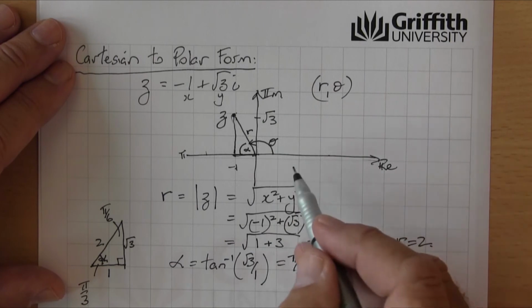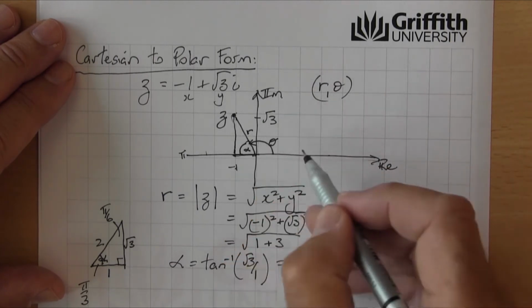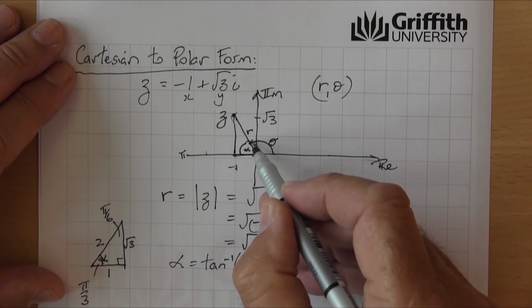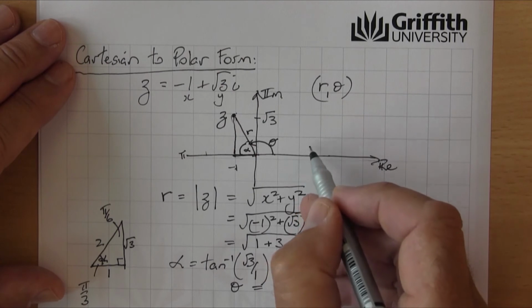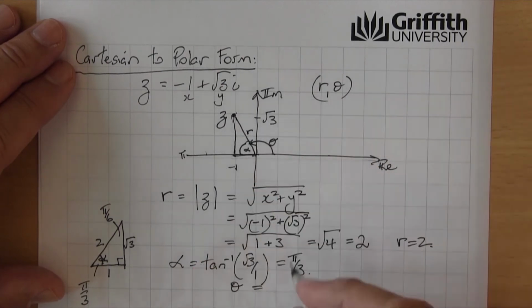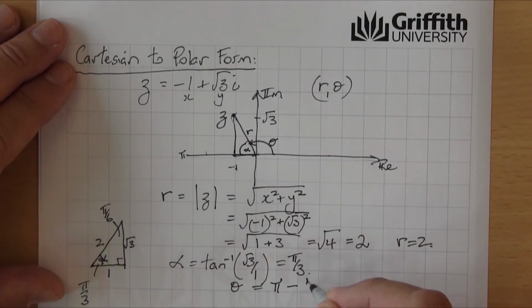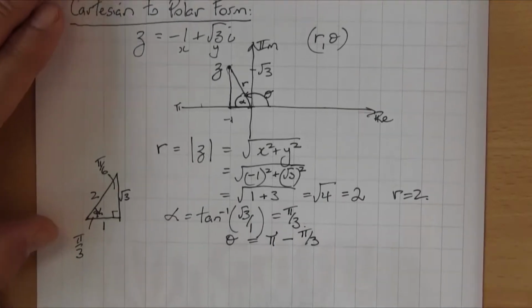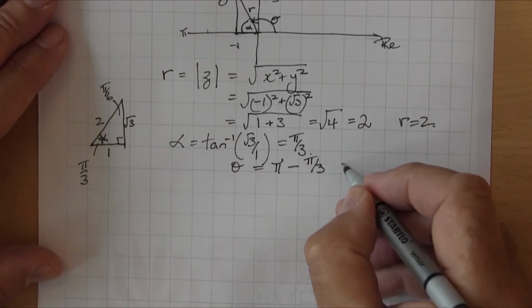Now that will allow us to work out what theta is. That's not what theta is, that's alpha. Alpha is this angle here. We want the angle from there all the way around to there. So my next line is theta, because if we go all the way around to pi, and then we come back alpha. Alpha we've just worked out from the line above is pi on 3. So theta is equal to pi minus pi on 3.